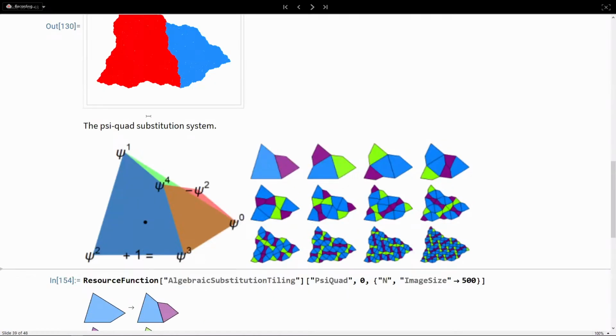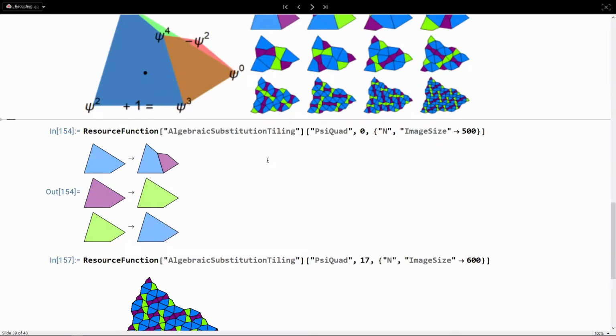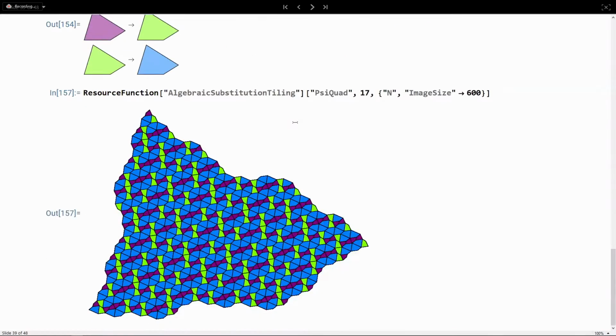And this is the psi-quad substitution system. This is something I found, but it's pretty much self-generating. You just basically need the roots of this function here. You could use x if you wanted to. X squared plus 1 equals x to the third. Just solve that, use a complex value, plug in these powers, and it's solved. And this is in the Wolfram Function Repository as algebraic substitution tiling, and it's the psi-quad tiling. Here's a larger version of it here.